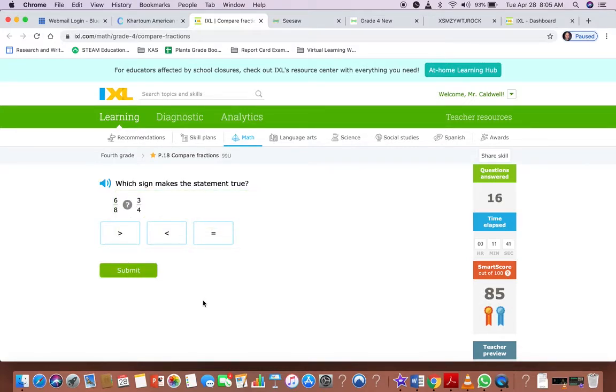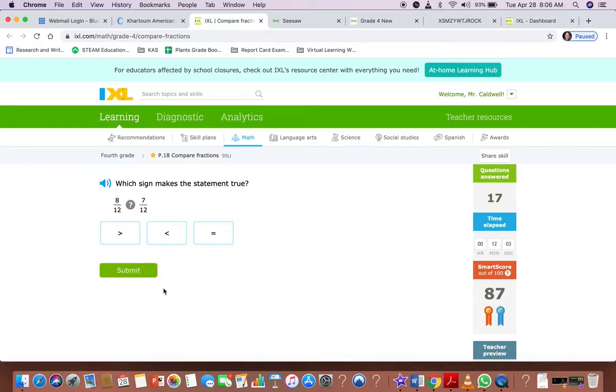All right, which sign makes the statement true? 6 over 8 and 3 over 4. So multiply 4 times 2 to get 8. Multiply 3 times 2 to get 6. 6 over 8. Oh, we finally got an equal to. 6/8 is equal to 3/4.